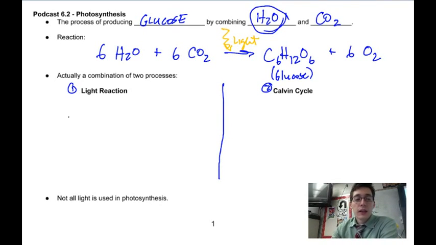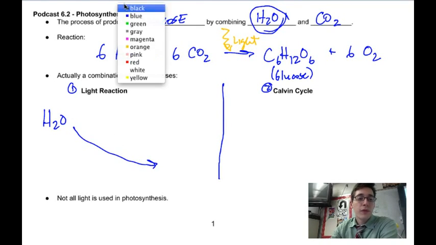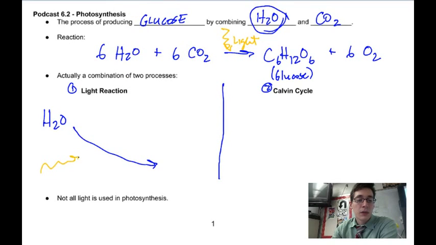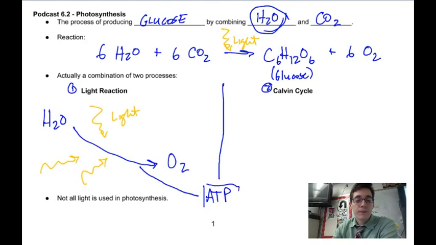They work together. The light reaction is when water is hit with light photons, or energy from light. So light is coming in as a wave. Each of these arrows is representing light, and the water is split. It's broken by the light into oxygen. That's the first part of the reaction, and what ends up happening is we produce another chemical called ATP. ATP is energy, and what the ATP does is it comes into the Calvin cycle and it allows the rest of the process to happen.